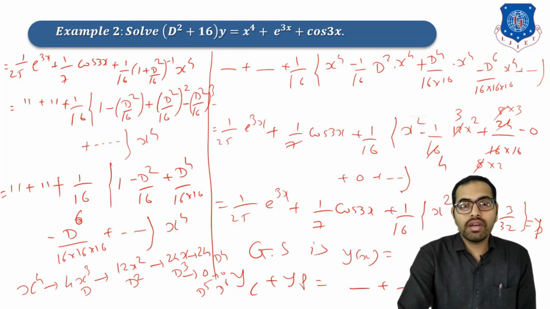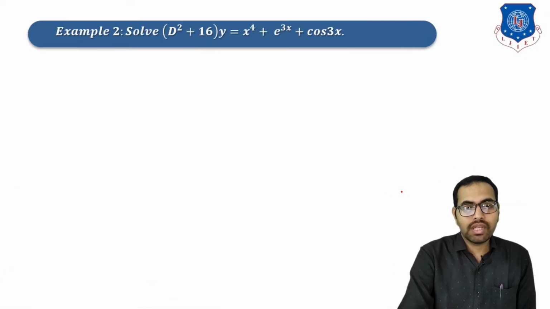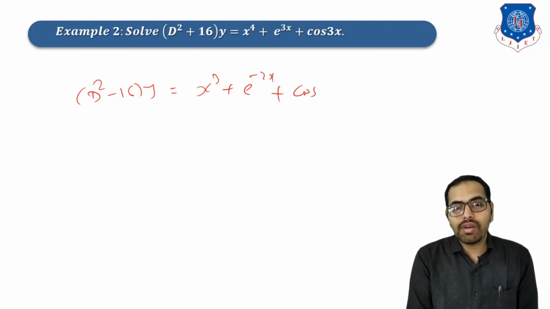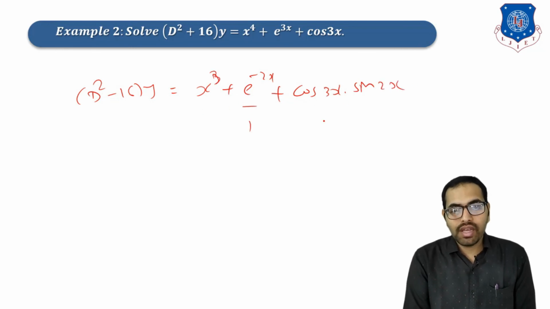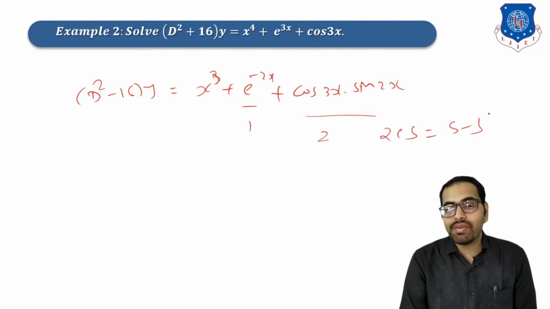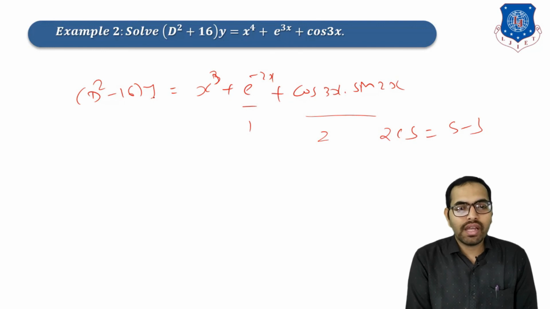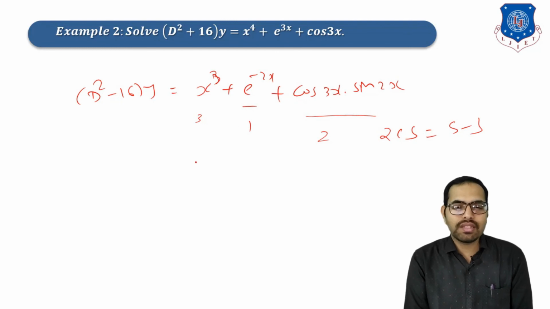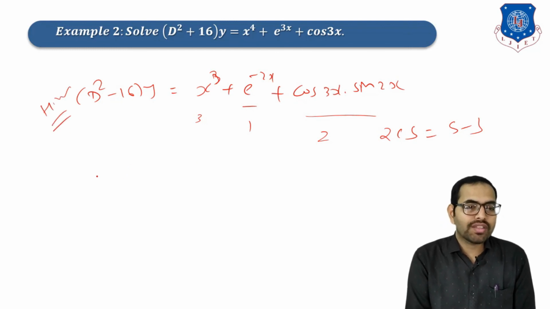Now move to one more example. This example you can solve as homework. Here there is a little change in this example: minus 16y equals x cube plus e raised to minus 2x plus cos 3x into sin 2x. Here we use case 1, here case 2. Here we cannot apply a case directly, so we multiply and divide by 2, then our term becomes 2 cos s sin s. Then we apply the 2 cos s sin s as a sum and difference with the help of a trigonometric formula. And here we use case 3, meaning it is a combination of case 1, case 2 and case 3. You can try it yourself as homework.